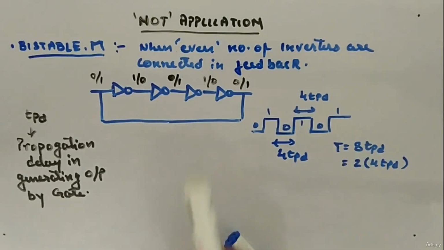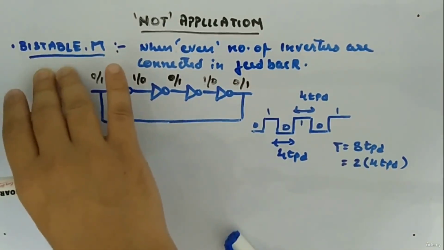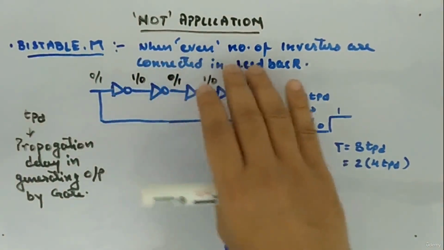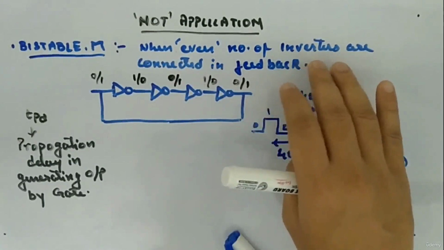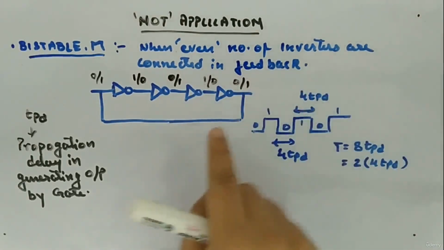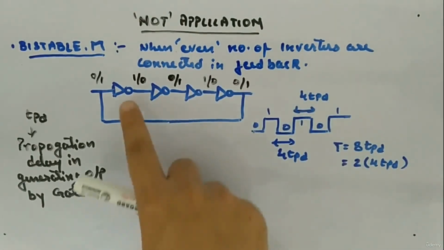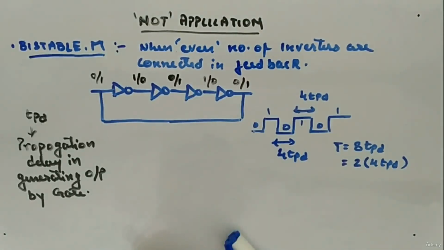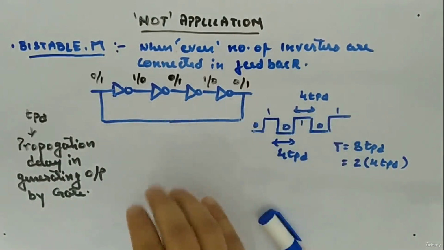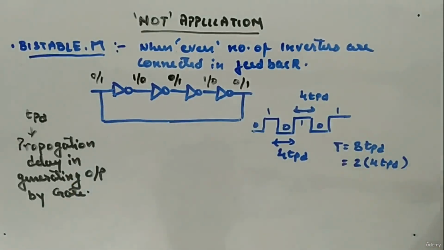Okay, now let's see how you can design this bistable multivibrator by using NOT gate. So it's an application of NOT gate. Whenever you connect an even number of inverters in feedback, then you will generate a bistable multivibrator. Even number of inverters connected in feedback. So this is an example. 1, 2, 3, 4, even numbers are there. Even number of inverters, 1, 2, 3, 4 inverters are nothing but NOT gates. They are connected in feedback, you can see.